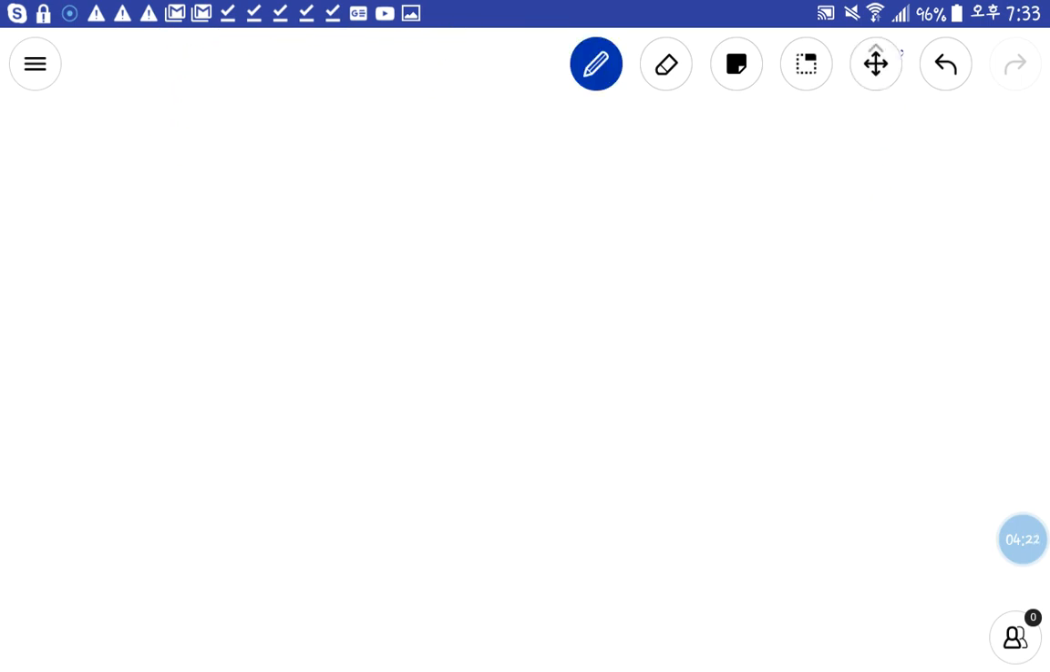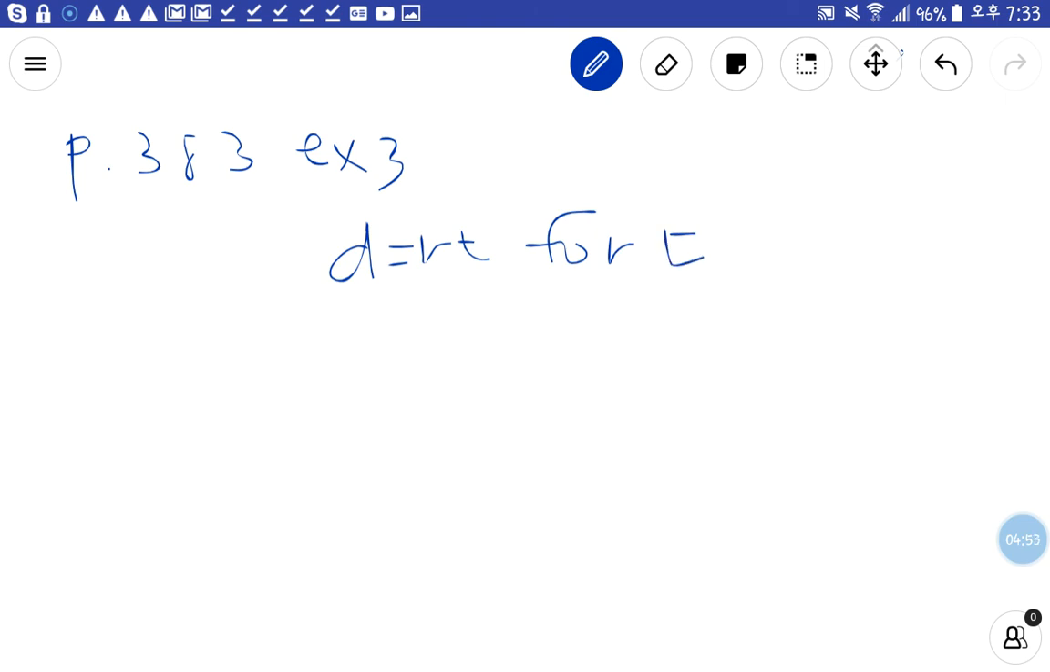Example 3 on page 383. You plan a 425-mile trip to Bryce Canyon National Park. You estimate you will average 50 miles per hour. To find out how long the trip will take, solve the distance formula D equals RT for T. Then you're going to plug in the numbers to find your answer.